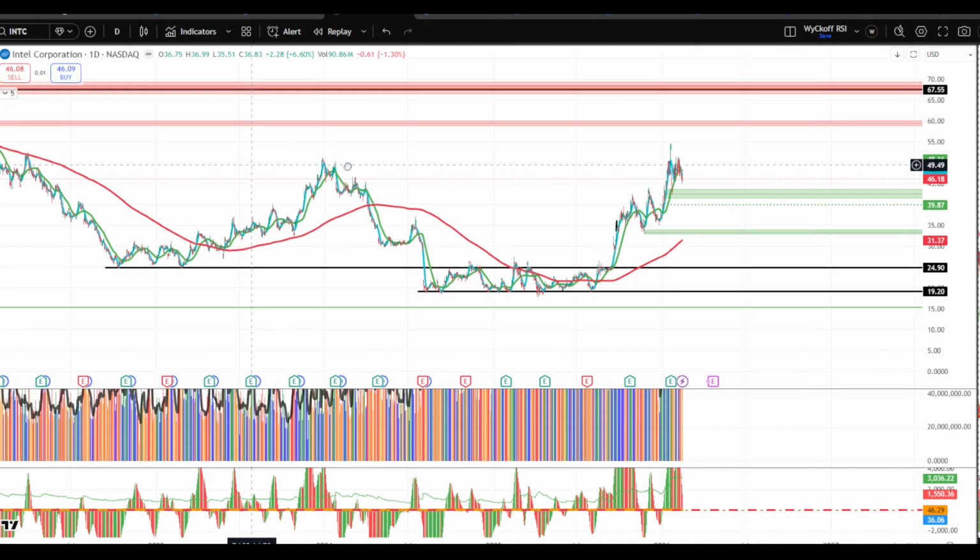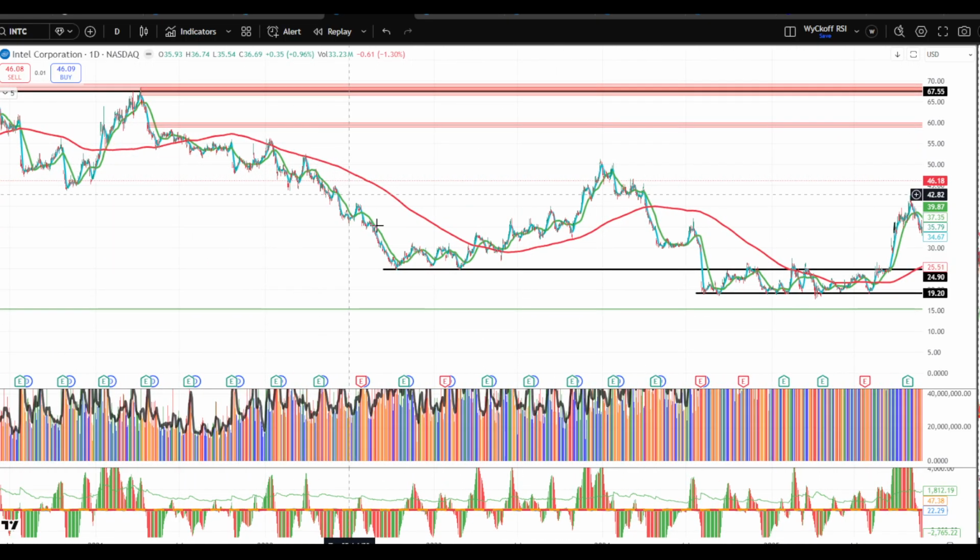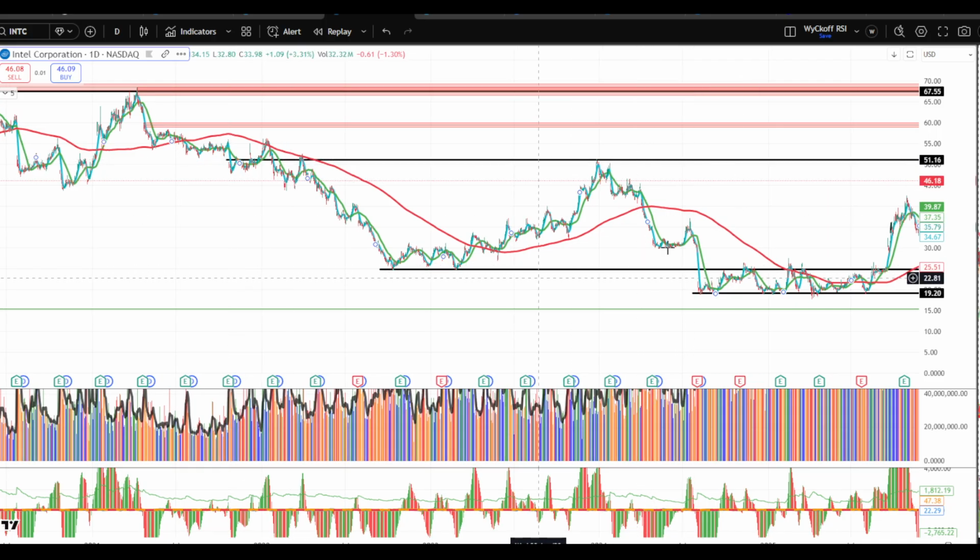Basically, it had three touches before it broke out and hit some resistance here at about $51. All right. So when it hit that resistance where you see here, this was also a support level, but then a resistance level.